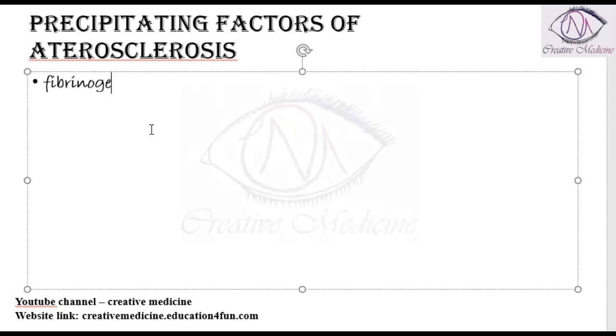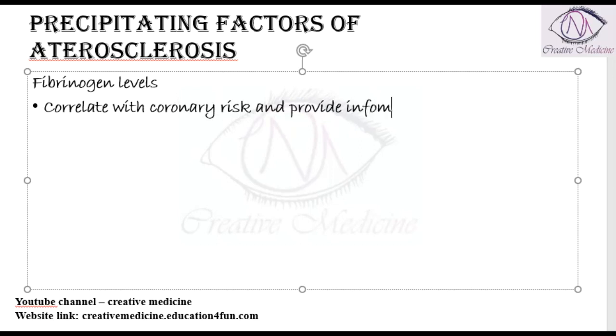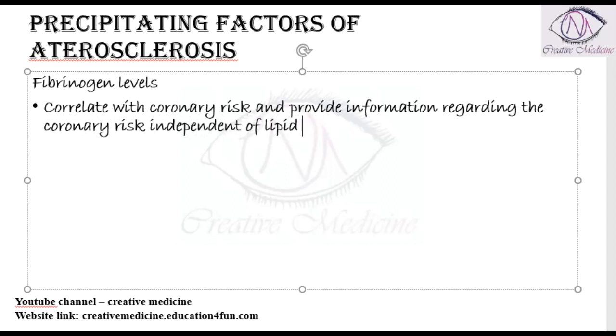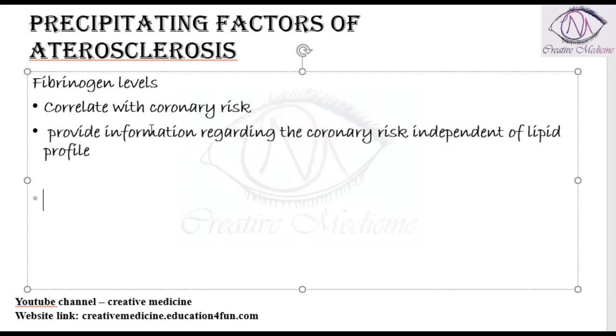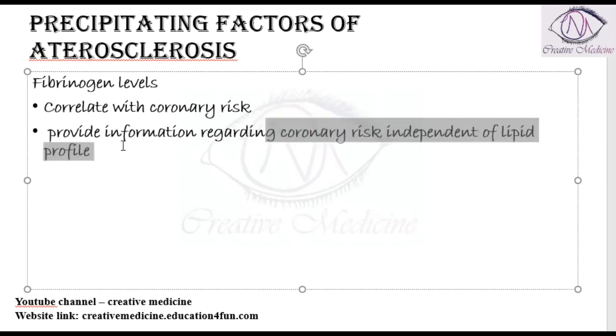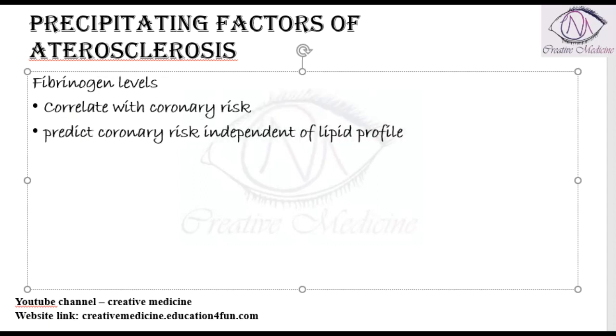First, we have fibrinogen levels. What do these fibrinogen levels indicate? These fibrinogen levels will correlate with the coronary risk, and they will also provide information regarding the coronary risk independent of lipid profile. They will predict the coronary risk independent of lipid profile, that is fibrinogen levels.